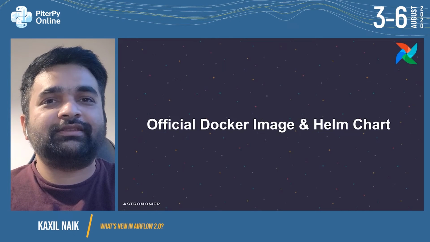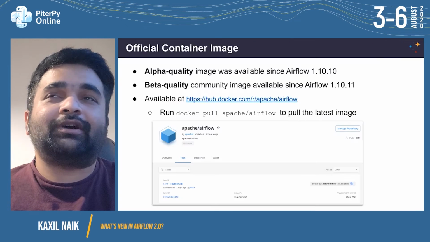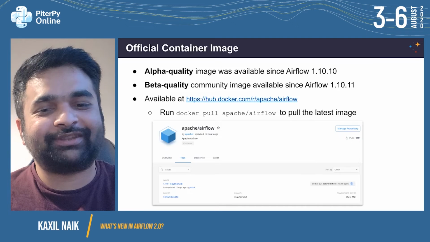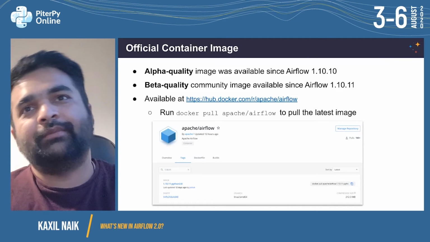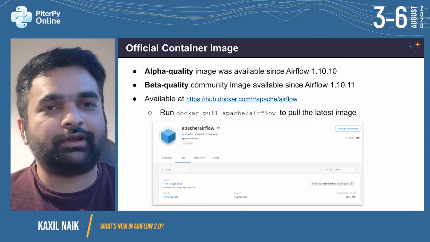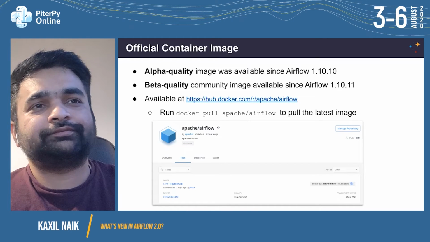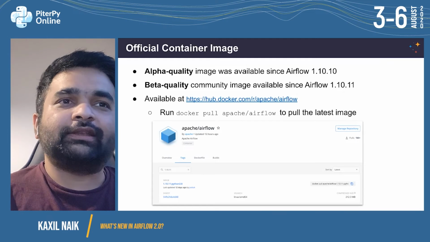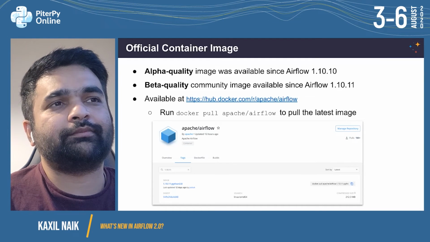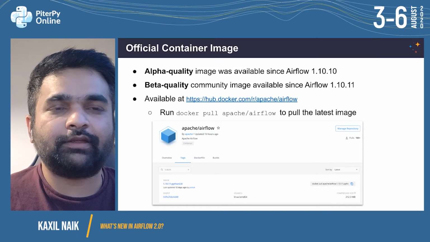Next one is the official Docker image and Helm chart. Our users have been asking for an official Docker image and Helm chart for a long time. Previously, Puckel's Docker image was quite popular, and thanks to Puckel for creating that. An alpha quality image was available since Airflow 1.10.10, so that was not long ago. I think since the beginning of this year, if I am not wrong.